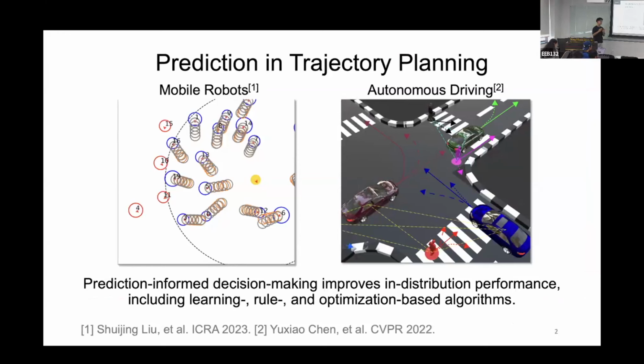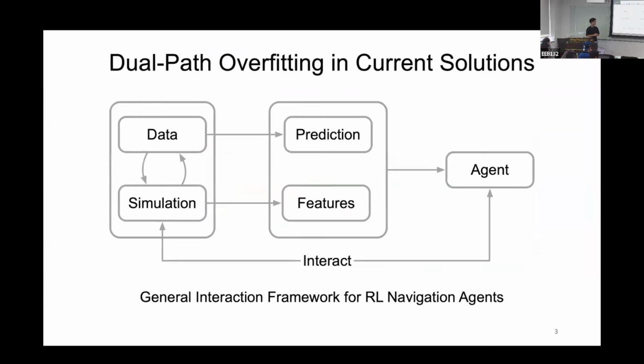This insight can apply to a wide range of applications and algorithms, including learning-based and optimization-based algorithms. However, we think that in these current solutions, we observe a dual-path overfitting, especially for reinforcement learning agents.